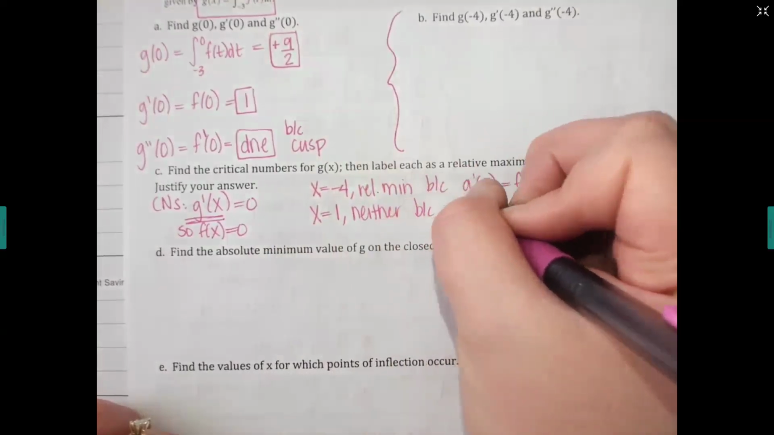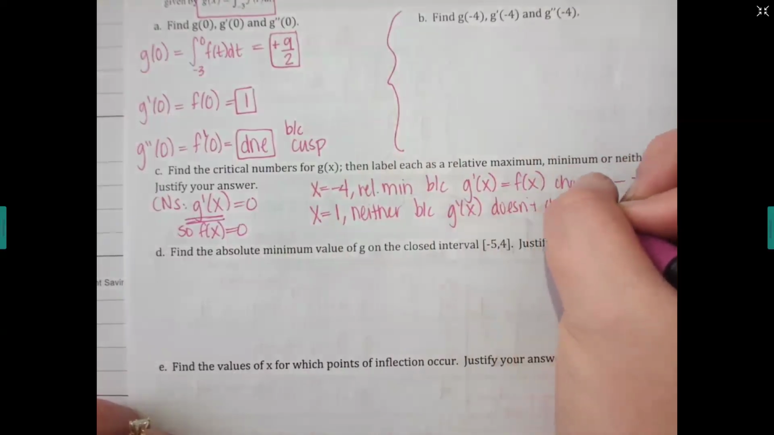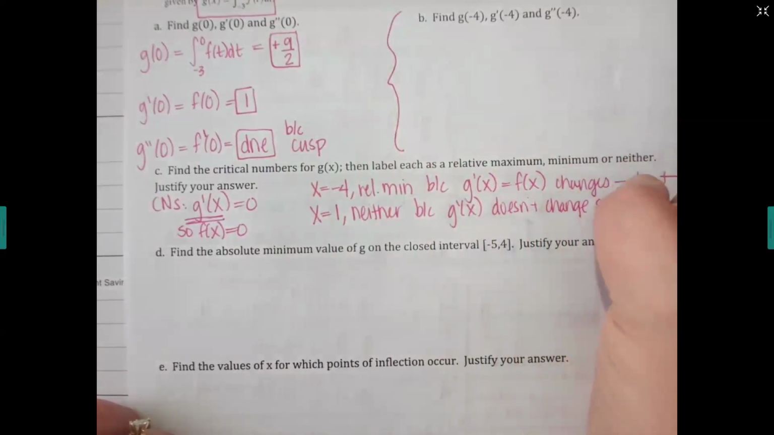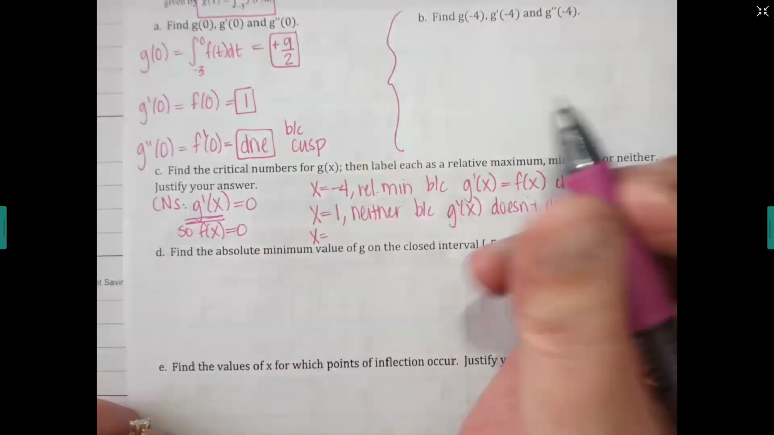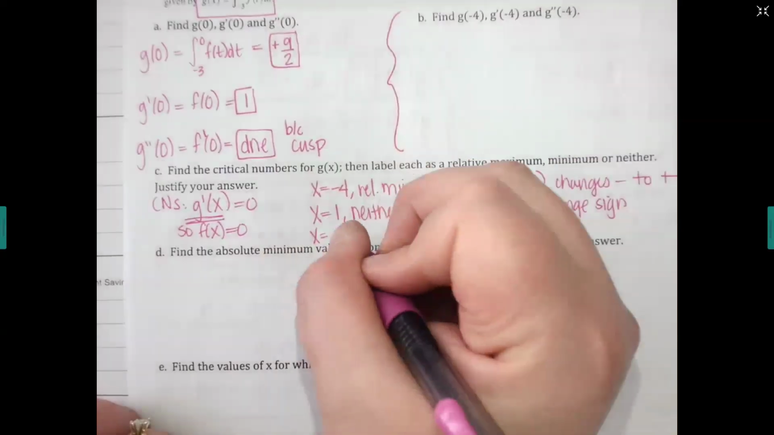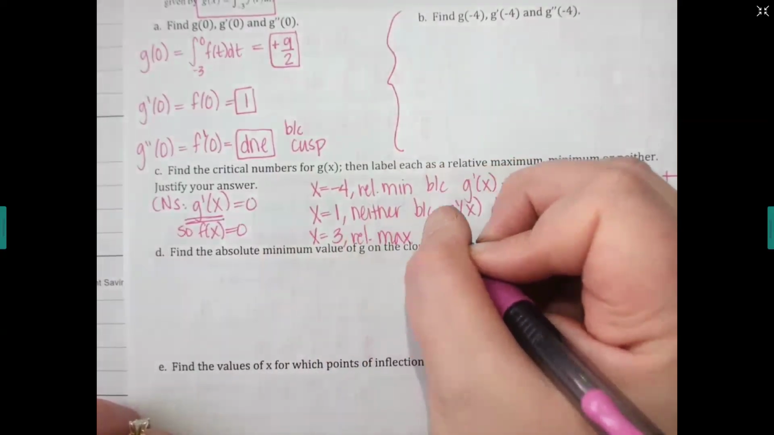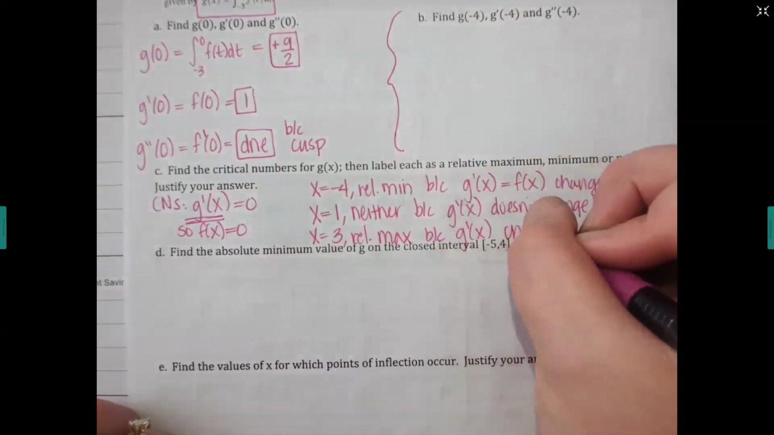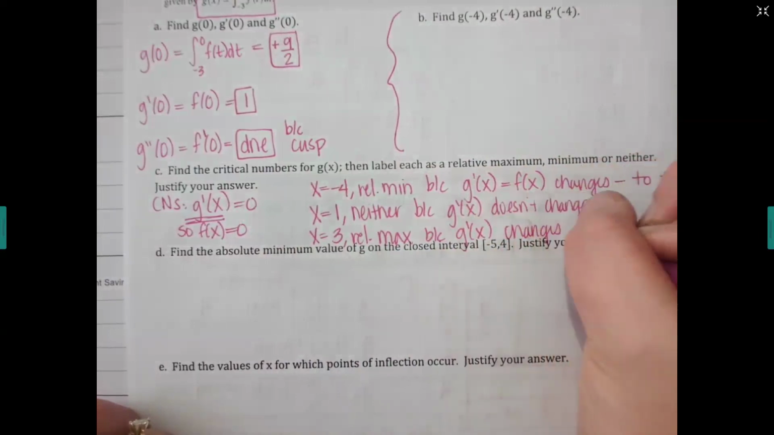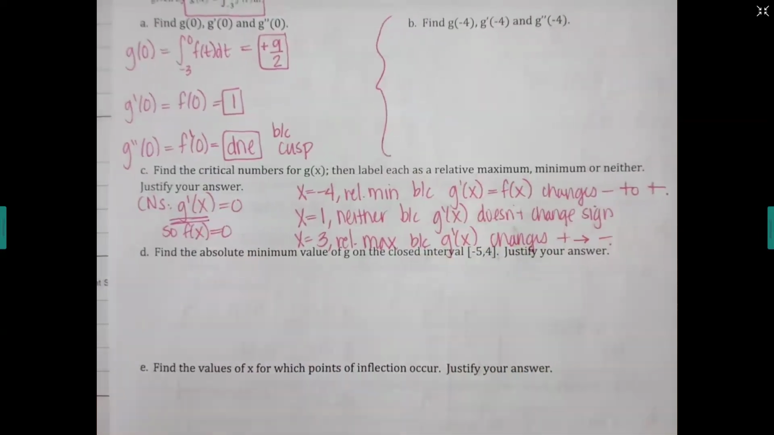Then at x equals 1, you have a neither because G prime of x doesn't change sign. Okay, and then last one like that is at, this is 1, 2, 3. A relative max, because G prime changes plus to minus.